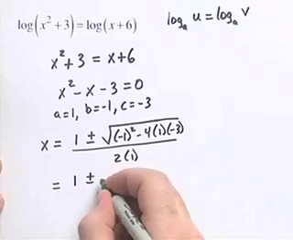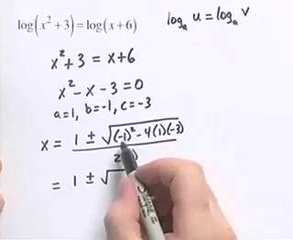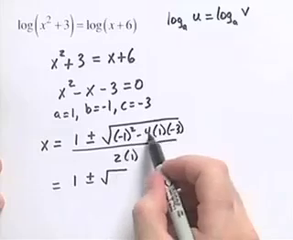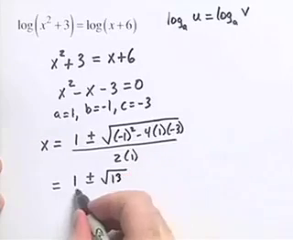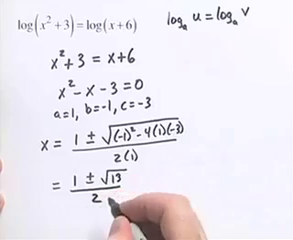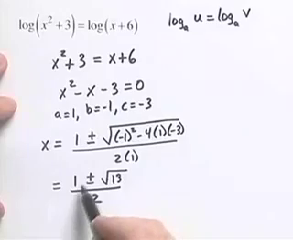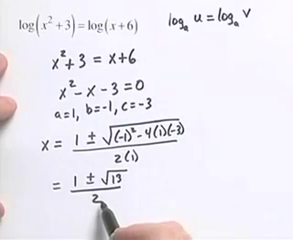Look at this: 1 plus or minus the square root. If we evaluate the inside, we'll have 1 plus 12, which is 13, and then the denominator will be 2. It's important when solving logarithmic equations that we check the solutions that we get, because sometimes doing operations on our equations can yield extraneous solutions. In this case, we have 1 plus or minus the square root of 13, divided by 2.